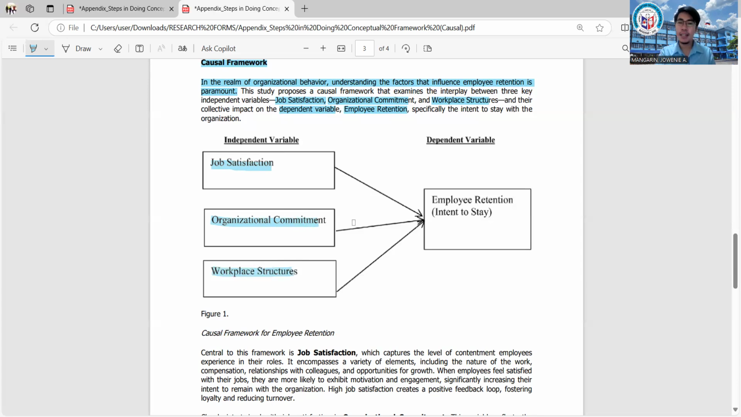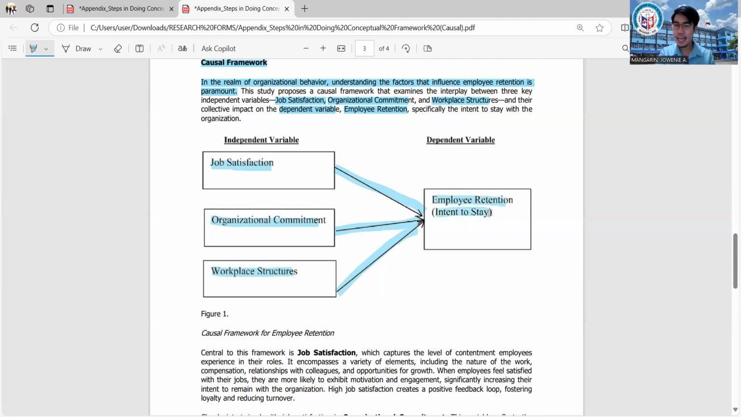Kung mapapansin ninyo, they used a single-headed arrow na ang linya ay mula sa job satisfaction papunta sa employee retention, organizational commitment papunta sa employee retention, and workplace structures papunta sa employee retention. Sa madalit sabi, ibig sabihin niyan, yung tatlong independent variable na to, meron silang significant influence or impact na ibinibigay sa ating dependent variable which is identified as employee retention, which is the intention of the employee to stay.